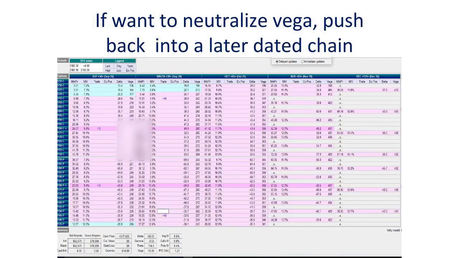So how would you do this? And it's really quite simple, as Paul Forcione pointed out last night in our Options Tribe meeting, and that is you just move your wings back into a later options chain. In this example, in the next week's options chain after the monthly expiration.